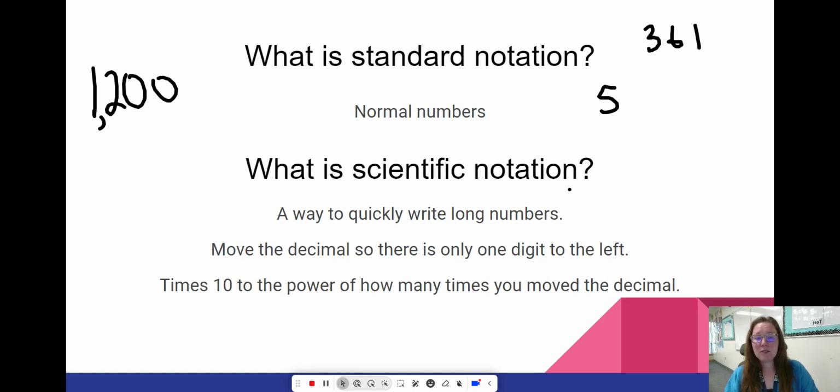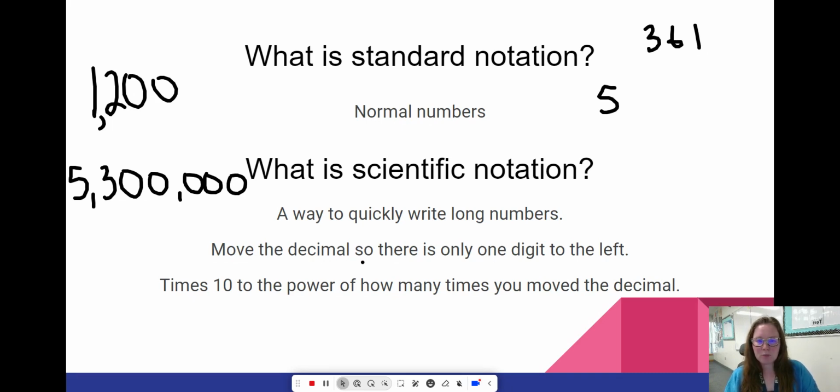Well, scientific notation is a quick way to write long numbers. So what if I have the number 5,300,000? Okay, that's a pretty long number, and there are numbers even bigger than that, right? You get into the billions, you get into way more zeros. Okay, well, I'll tell you the directions, you write down the directions, but then we'll talk about it and I'll show you what they actually are.